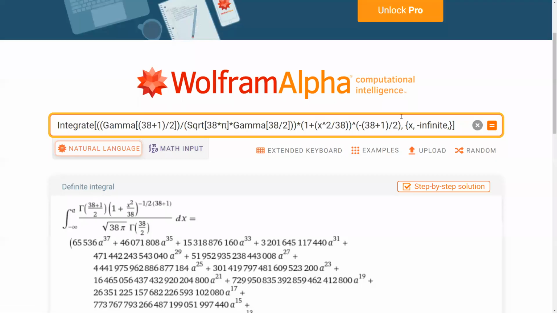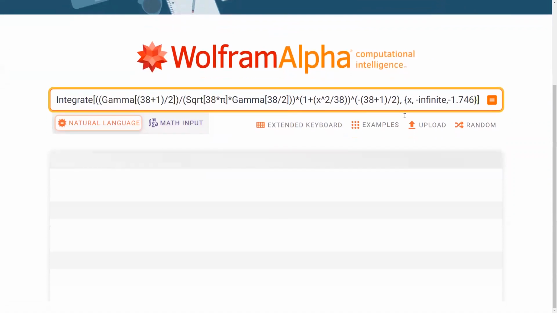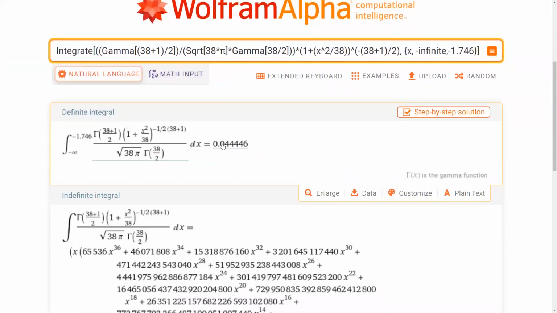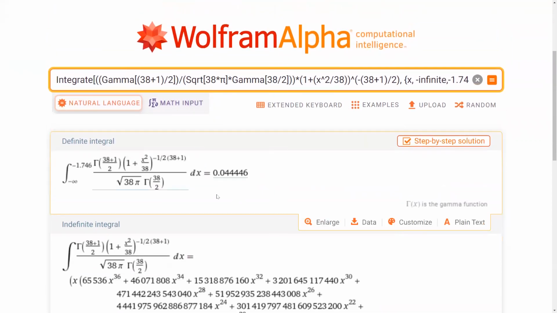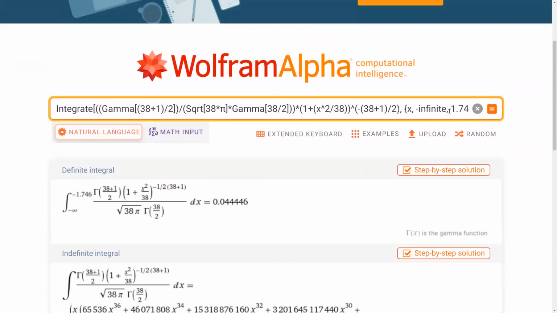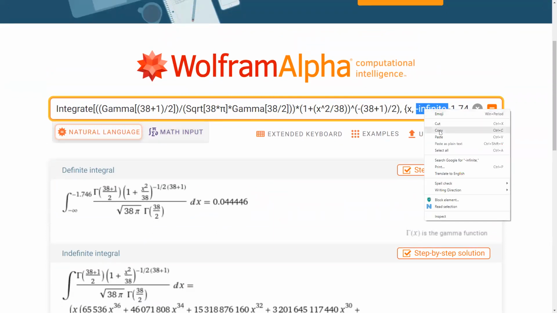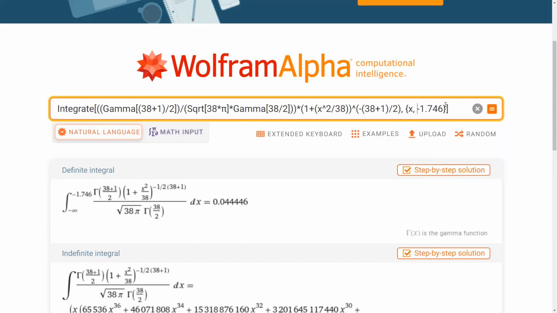So first I want to integrate from negative infinity to the left bound, the lower tail rather, 1.746, and let's see what we get. So we get 0.044446. Now remember, we need to multiply that by 2 because we're talking about two different tails, right? But before I do that, let me just prove to you that if I do the upper tail, I'm going to get the same result.